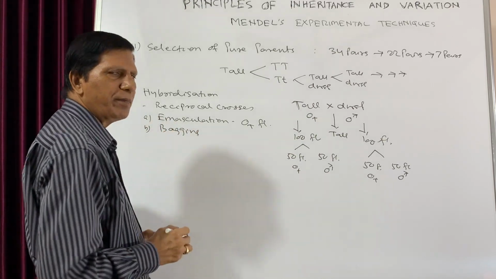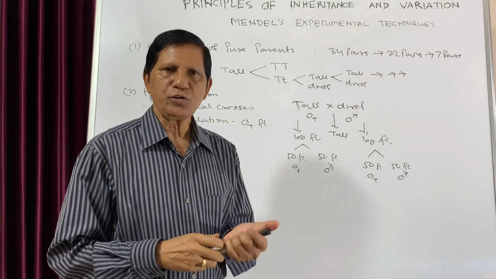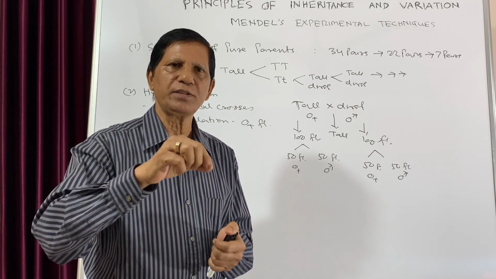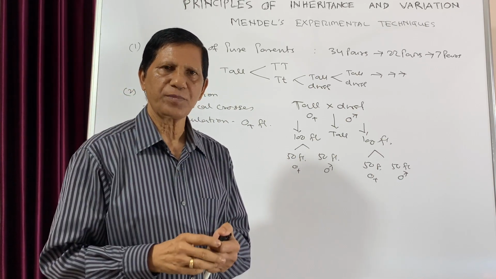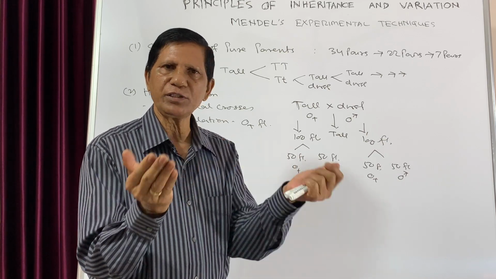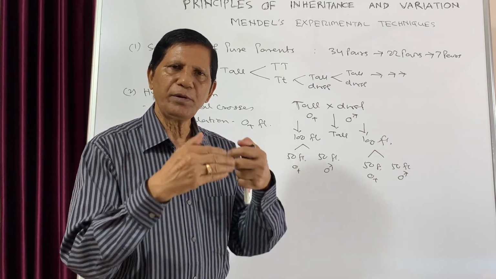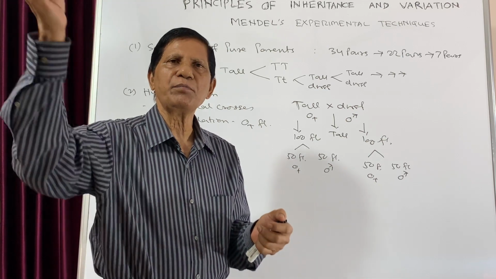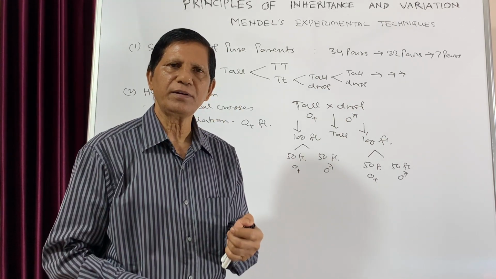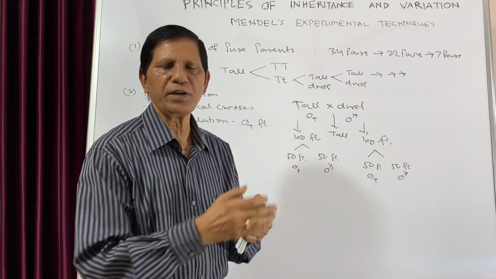Now what is the meaning of bagging? Suppose you have removed the anthers from a flower and you want to pollinate it with the pollen grains of a different plant. But when you emasculate, the flower is open. If you leave it, then foreign pollen grains may come and fall on the stigma of this plant. And when you make the cross, it is already pollinated.